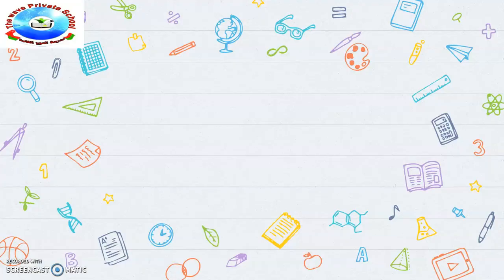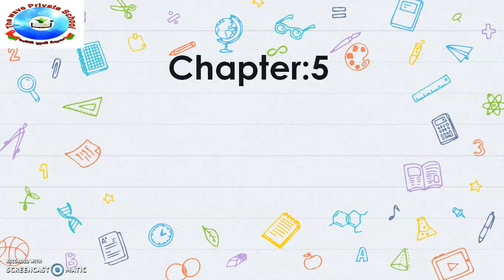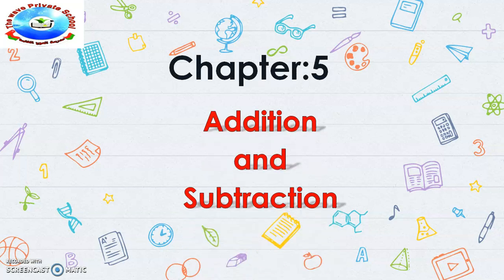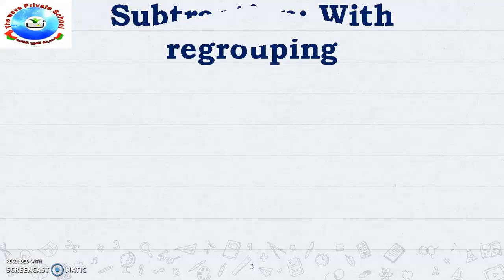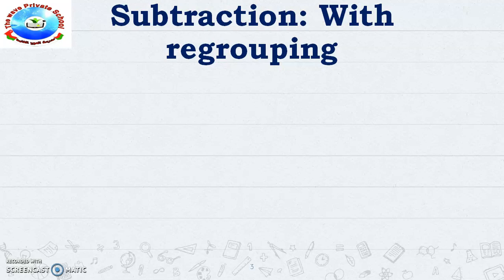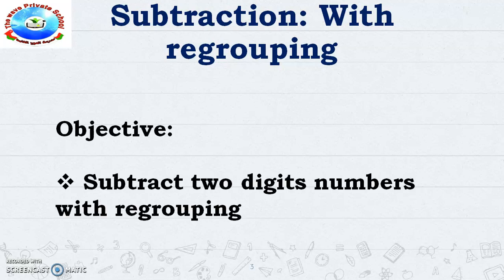This topic is for grade 2, chapter number 5, addition and subtraction. Today we are going to learn subtraction with regrouping. After this lesson, you will be able to subtract two-digit numbers with regrouping.